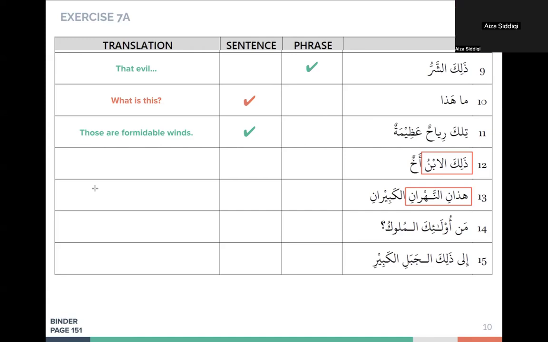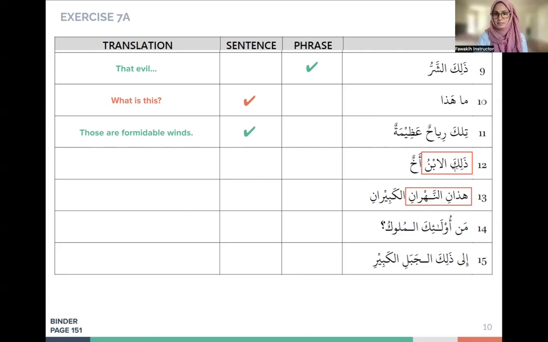So a quick thing. If this was dhalikal sharrun, it would be "that is evil." Yes, exactly. Okay, on number 13, sorry, why is that hadhani together? Isn't it hadhani nahrani? Why is that one block, and then al-kabirani is another?